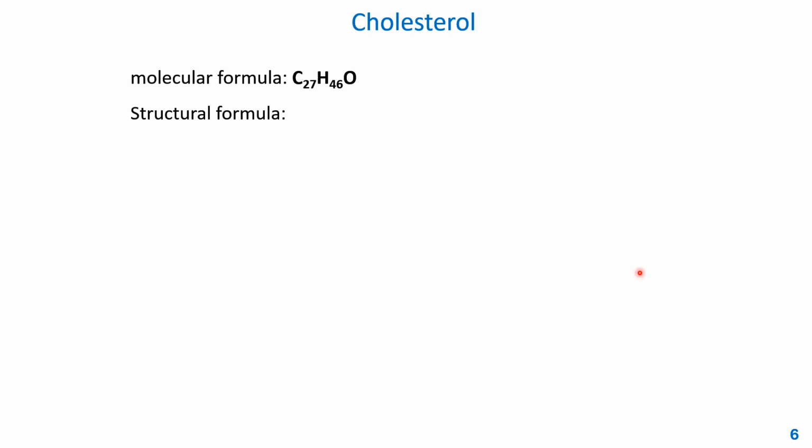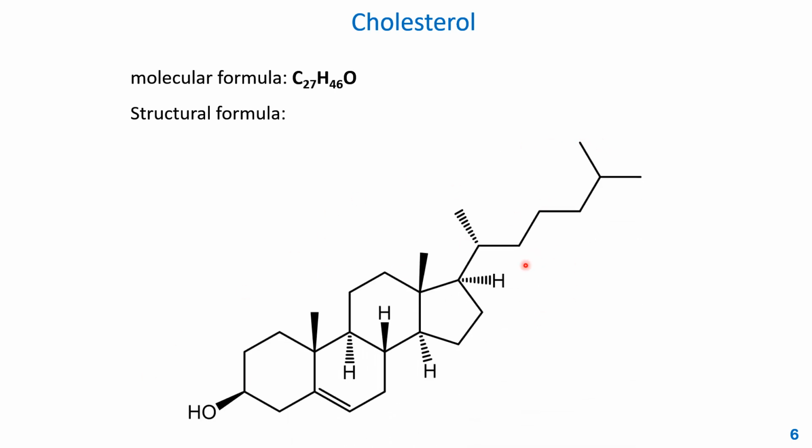Next one is cholesterol. So this is a famous molecule, and our body can synthesize cholesterol every day. It's also very important, although you don't want too much in your body, but it's important. The molecular formula includes 27 carbons, 46 hydrogens, and 1 oxygen. You can see this is a big molecule. And look at the structure. Yeah, it is big.